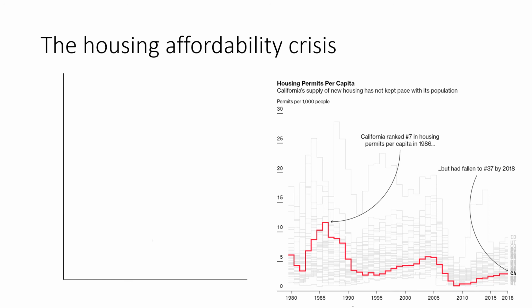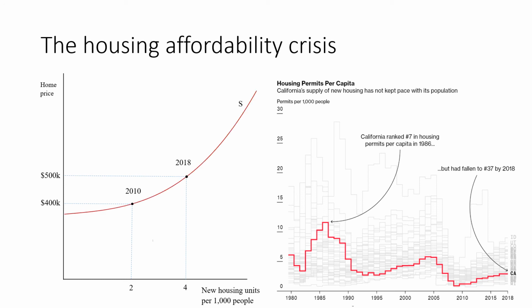Again, we could use this sort of data to think about the housing crisis in California in the supply-demand model. We have a couple points of data that we know for sure. In 2010, there were about 2 new housing units per 1,000 people, and the home price was $400,000 on average. By 2018, we'd increased the new housing units to 4 per 1,000 people, and the home price had gone up. You can imagine a supply curve again, maybe looking at something like this and reflecting a shift out in demand.